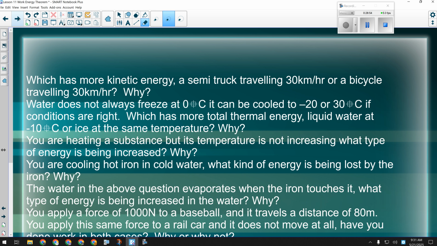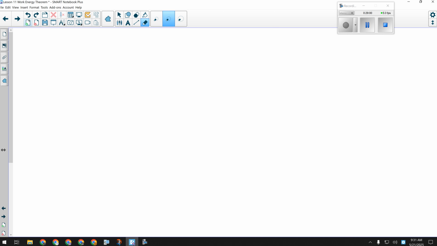All work energy theorem problems work basically the same way that one did. And that is this. We start out saying work is a change in energy. And our only challenge here is to decide, is it potential energy or is it kinetic energy? That's all we have to decide.